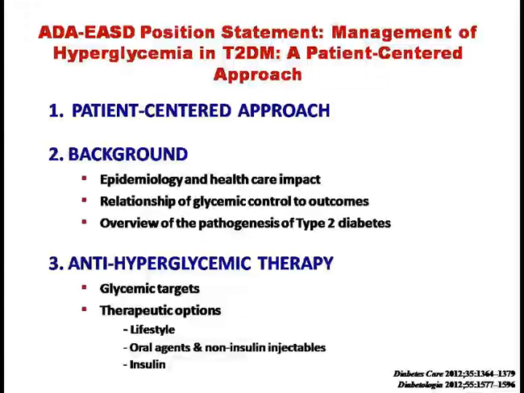So we are talking about the patient-centered approach, and that is based on the background information: the epidemiology and healthcare impact, the relationship of glycemic control to outcome, and an overview of the pathogenesis of type 2 diabetes. Then we'll discuss briefly anti-hyperglycemic therapies, the glycemic targets, and the therapeutic options.